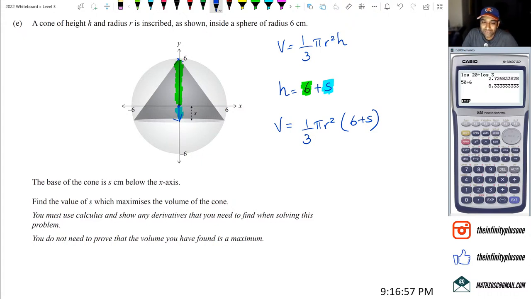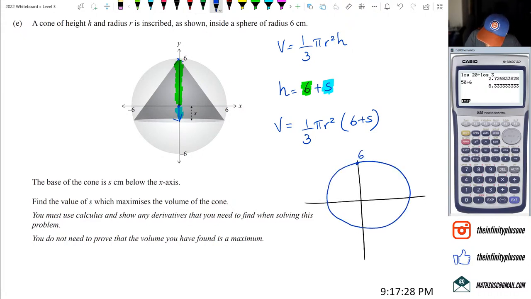Okay, so we're going to try and get rid of the s right now. Now, this is where it's going to help you guys. And this is something that I've noticed with all of these excellence questions in differentiation, right? If you think about it, the majority of these questions have some kind of object inside another three-dimensional object. Now, what I would like you to do is we're going to create this as a two-dimensional shape. So we're going to create this circle as a two-dimensional shape where this is going to be 6, negative 6, negative 6, and 6.